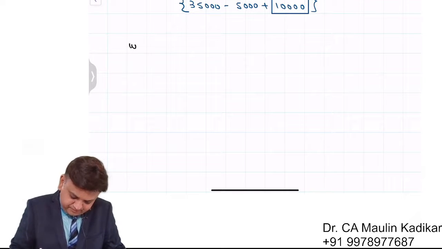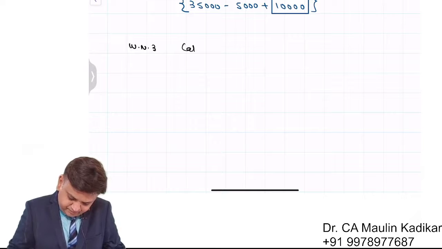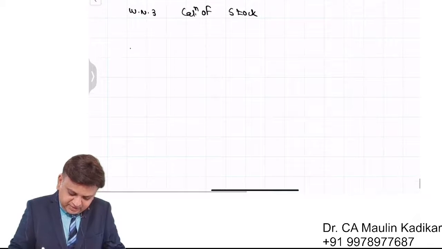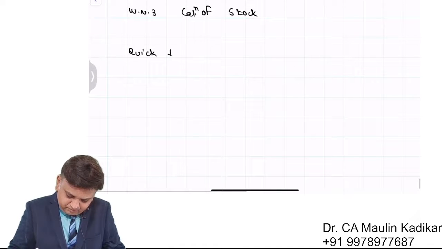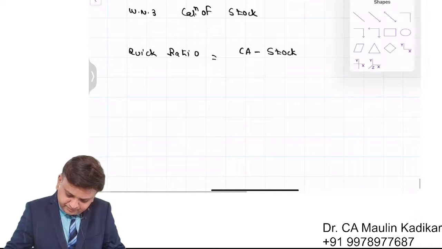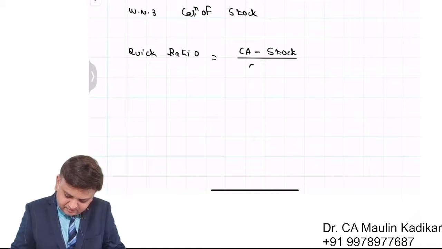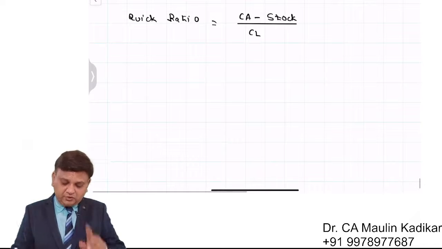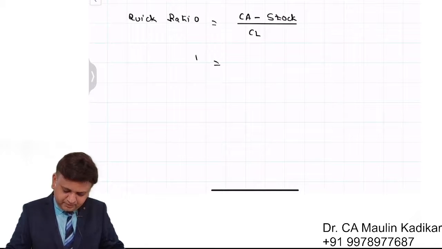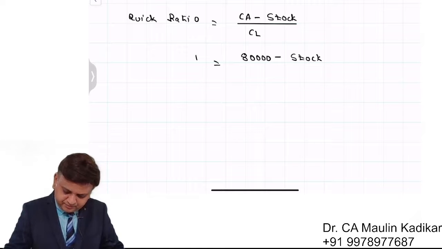Working note number 3. Calculation of stock. In the breakdown, quick ratio is equal to current assets minus stock divided by current liabilities. Quick ratio 1. Current assets is an amount of 80,000 minus stock divided by current liabilities 50,000.